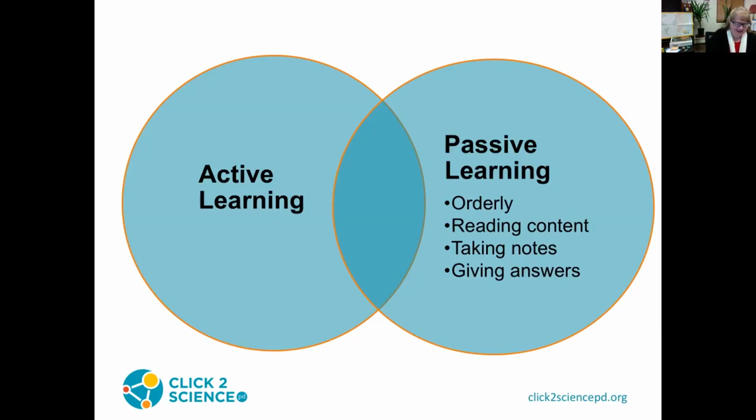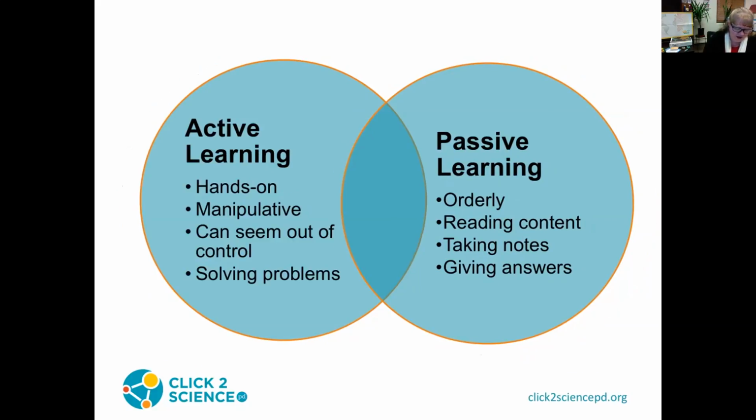Active learning experiences can sometimes seem a bit out of control. A principal walking by an active learning classroom might not quite be able to tell exactly what's going on in there, and especially if it's happening after school, where you might have loud voices bouncing off the gym walls or the cafeteria walls. Active learning is hands-on, manipulative. It's about solving problems and developing understanding through experiences, really, through engaging in the learning process.